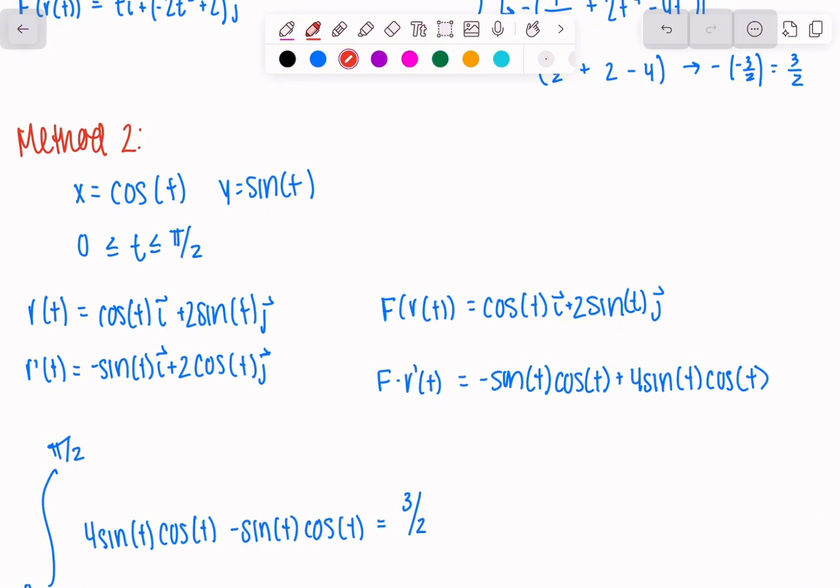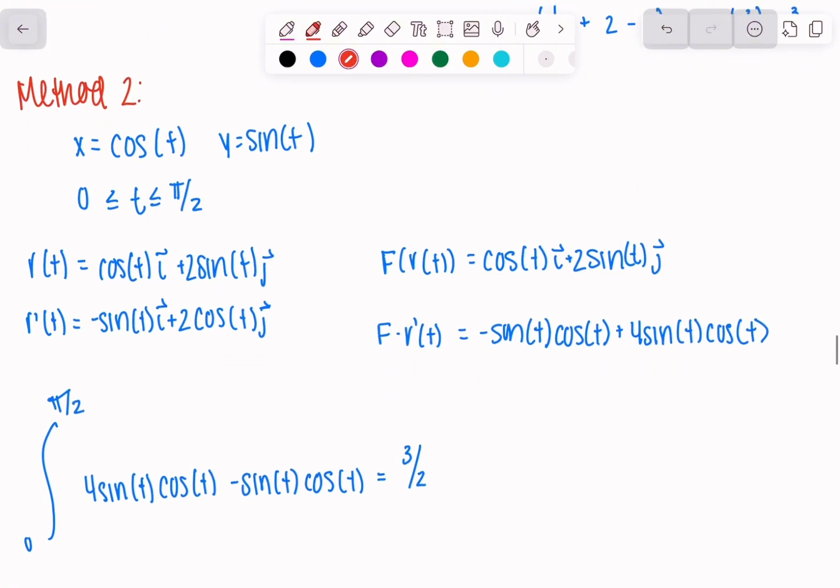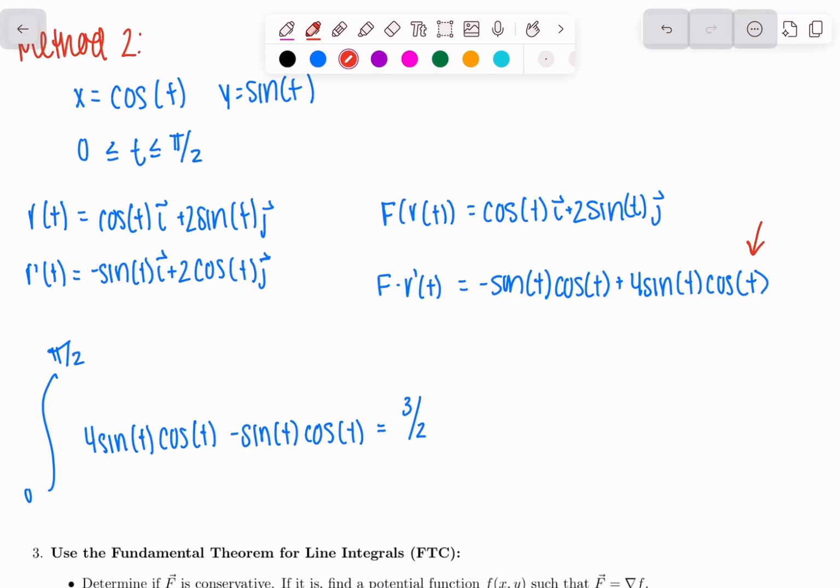Again, same process. I feel so repetitive saying it, but our x component for our t is going to be cosine t, and we add the vector i, and then our y component is going to be 2 sine t, and we add the vector j. Go ahead and derive that, plug r(t) into f, and we get the same thing for f of r(t), and then dot product f of r(t) with r prime of t, and this is what we get right here. Integrate that from 0 to pi over 2, and we get 3 over 2 again. Great news, we want the same answer for all of these.